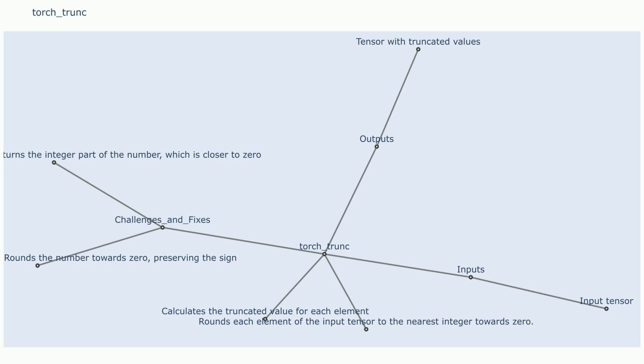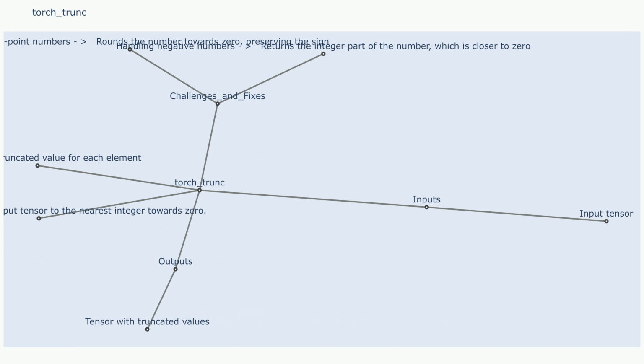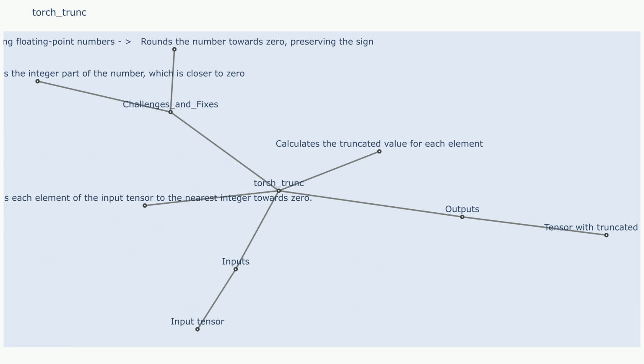YAML. torch.trunc. Description. The torch.trunc function returns a new tensor with the truncated value of each element in the input tensor. Truncation means that the fractional part of each element is discarded, and the integer part is returned. Inputs. Input: a tensor containing the elements to be truncated.